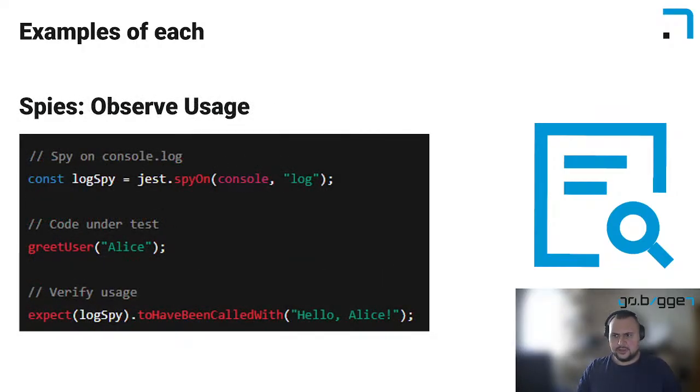So last but not least, the spies. As I told you before, we have the functionality of Jest to spy on different functionalities. In this case, we spy on the console and look specifically for log messages. In this case, we set it to a constant, so we can call it later.